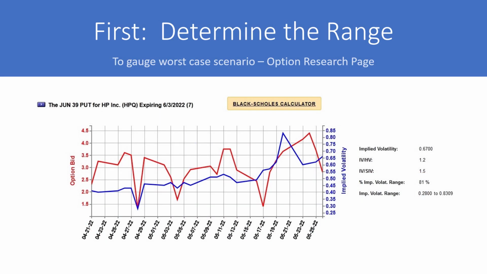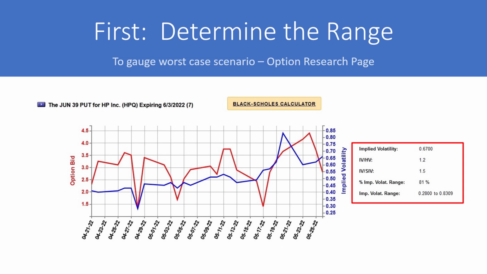First, I want to determine the range to gauge the worst case scenario. If I'm researching a straddle, a strangle for an earnings play, or just buying a call or buying a put or another strategy, I will go to that options research page. I will take a look at the implied volatility versus option bid of the options I'm considering to use in this earnings play. I'll also look at the hard numbers, the current implied volatility.